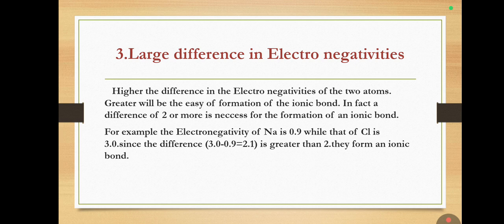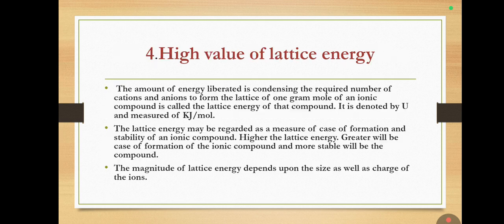The higher the difference in the electronegativity of two atoms, the greater will be the ease of formation of the ionic bond. In fact, a difference of two or more is necessary for the formation of an ionic bond. For example, the electronegativity of Na is 0.9 while that of the other element is 0.3. Since the difference is greater than 2, they form an ionic bond.